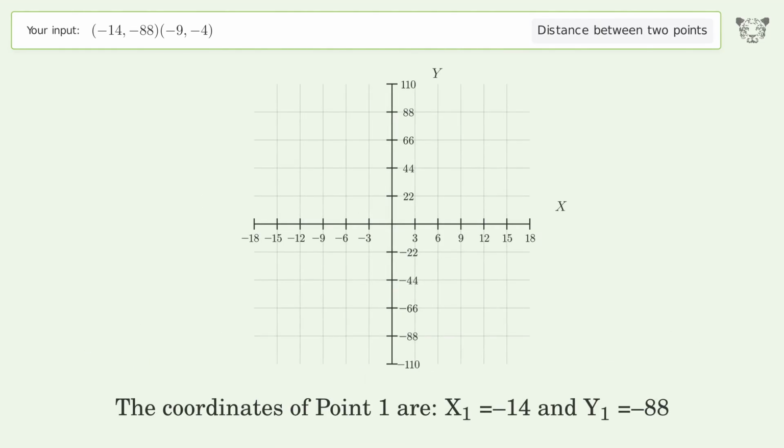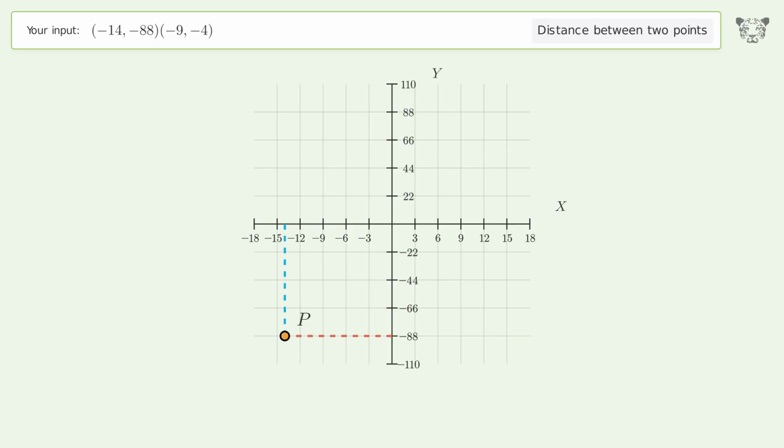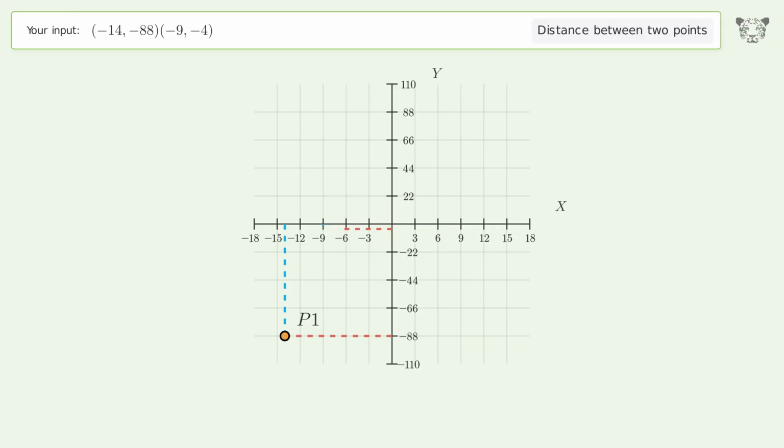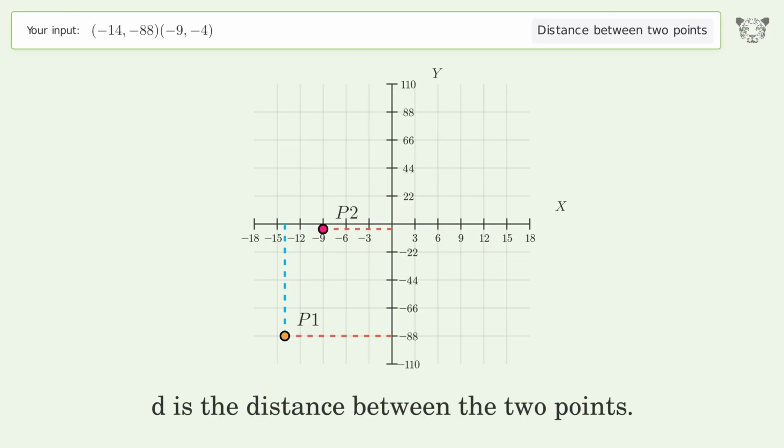The coordinates of point 1 are x1 equals -14 and y1 equals -88. The coordinates of point 2 are x2 equals -9 and y2 equals -4. D is the distance between the 2 points.